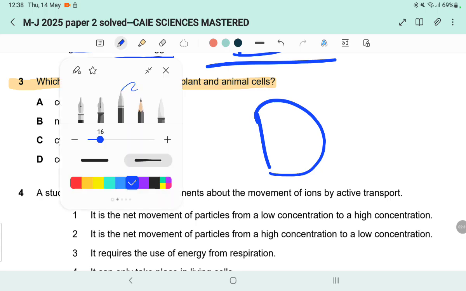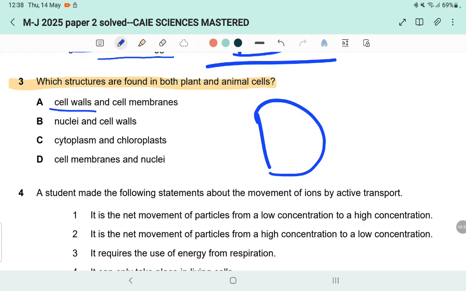Now, here it says cell wall, but a cell wall is not present in an animal cell, it's only present in a plant cell. So we're going to cancel letter A. Now, nuclei and cell wall. Well, cell wall is found only in plant cells. You cannot say that an animal cell has a cell wall, so it will also be discarded. So A and B share a common mistake, and both are discarded.